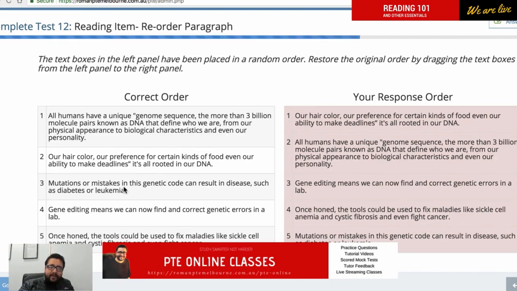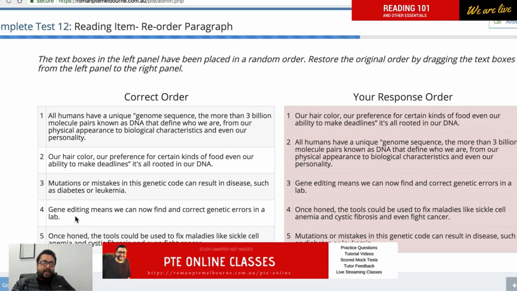And if there is any problem in that genetic code, then we'll look different, we'll behave different. That's what we call disease, right? Disease is when something is not normal. That is called disease, such as diabetes or leukemia. And a problem has been introduced here. Gene editing means we can now find and correct genetic errors in a lab. So that is the solution, right? Problem, solution. And we all know that solutions can never come before the problem.